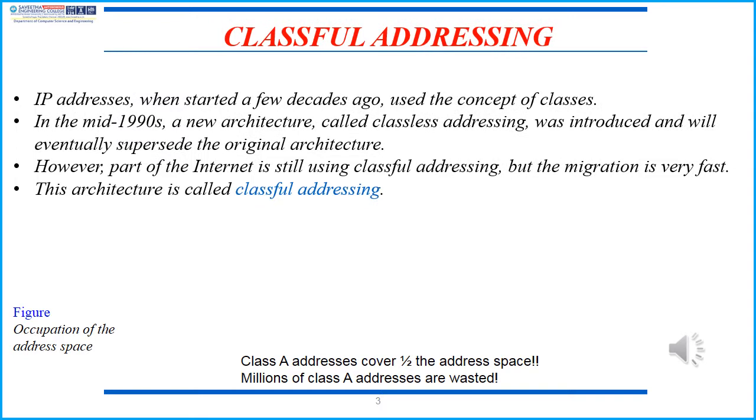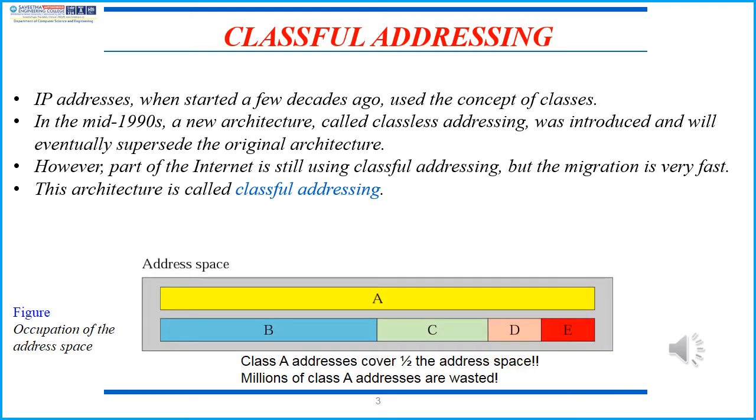Classful addressing. IP addresses, when started a few decades ago, used the concept of classes. In the mid 1990s, a new architecture called classless addressing was introduced and will eventually supersede the original architecture. However, part of the internet is still using classful addressing, but the migration is very fast. The architecture shown below describes classful addressing.